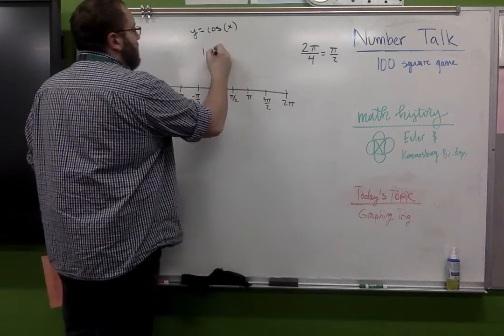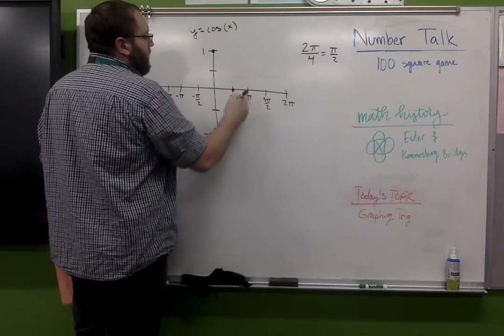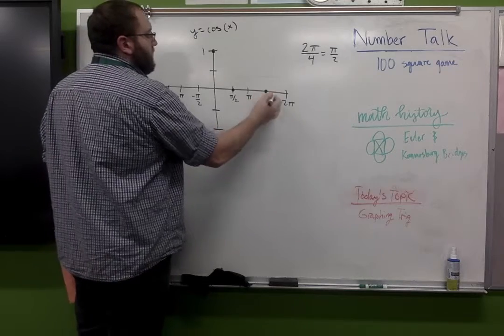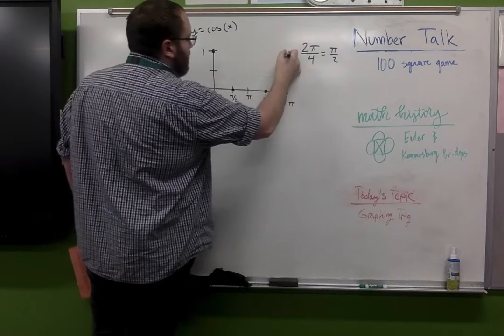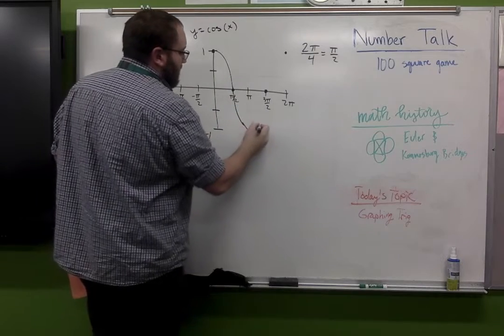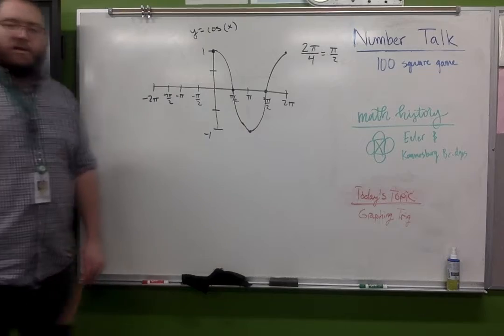So cosine of 0 is 1. Cosine of pi over 2 is 0. Cosine of pi is negative 1. Cosine of 3 pi over 2 is 0. Cosine of 2 pi is 1. And that kind of gives you your generic shape of the graph. Okay, that's all we're graphing. You only need those points. That gives you your generic shape.